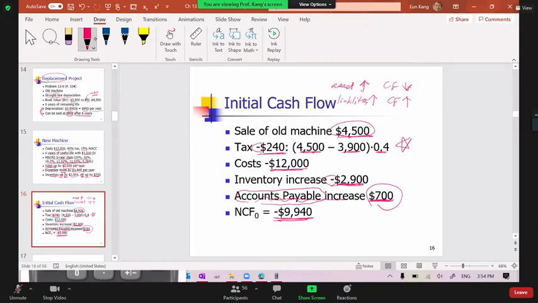Principle is simple. Sale price minus book value is taxable profit. Of course, same thing applies. If sale price is less than book value, then what? Tax will be positive, okay? Be careful. I can twist only by that degree, okay?